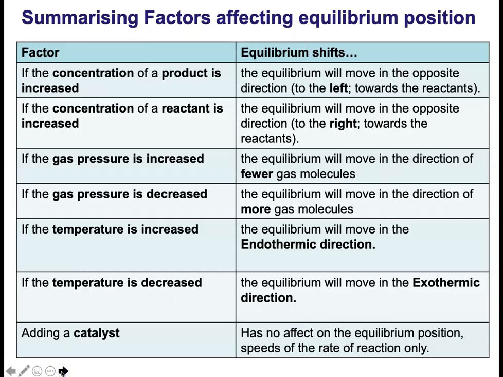There's a nice summary on this slide where you can have a quick read of what is going on. I'll just go through it anyway, and you can pause the video here to read this. If the concentration of product is increased, equilibrium will move to the reactant side. If the gas pressure is increased, the equilibrium will move to the side which has fewer moles of gas. If temperature increases, equilibrium moves in the endothermic direction. If temperature decreases, equilibrium moves in the exothermic direction.